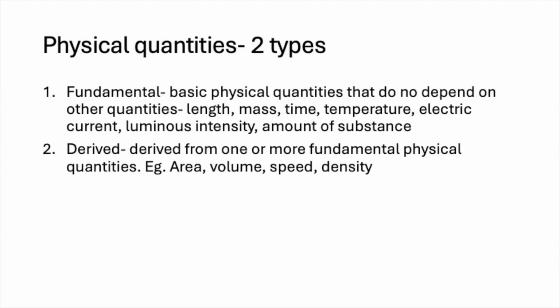Physical quantities are of two types, fundamental and derived. Fundamental are basic physical quantities that do not depend on other quantities, like length, mass, time, temperature, electric current, luminous intensity, and amount of substance. Derived quantities are derived from one or more fundamental physical quantities, example area, volume, speed, and density.